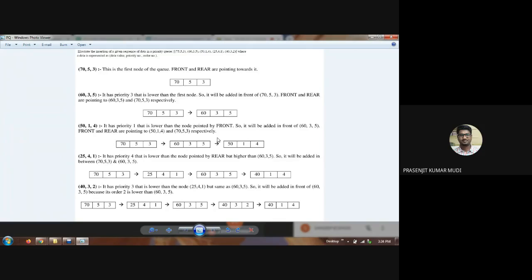No. Priorities, see, this is the functionality. Elements may have their priorities same.